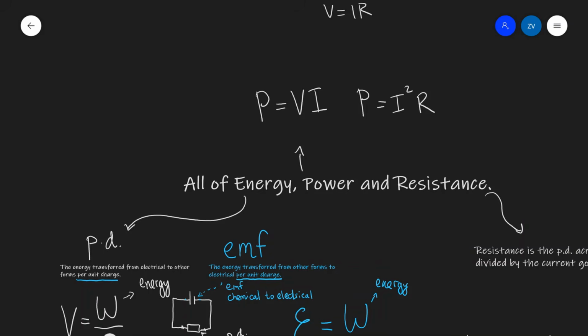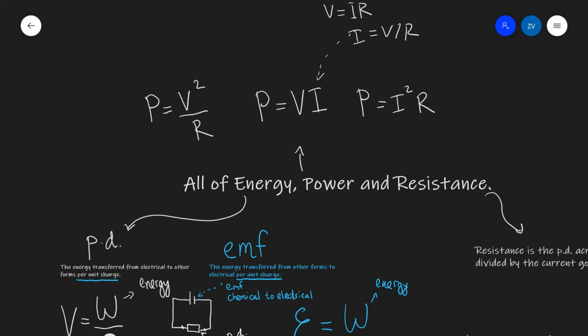Additionally, if I rearrange Ohm's law for I, I will be V over R, and now I'm just going to substitute this in here, and what I'm going to get is a third equation for power, and this will be that power will be V times I, which is equal to V times V over R, so that'll be V squared divided by R. Those are the three main equations for power that we're going to be using in electrical circuits.